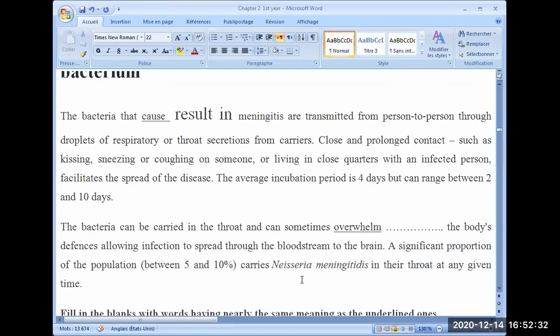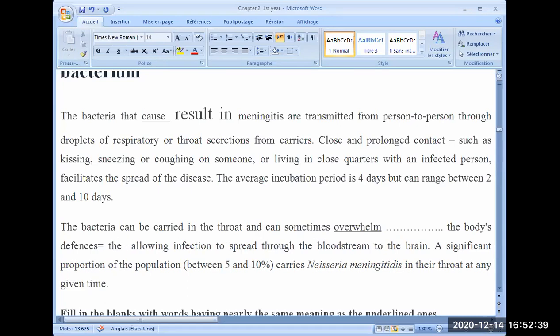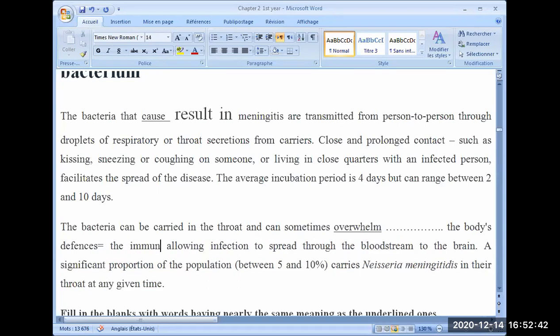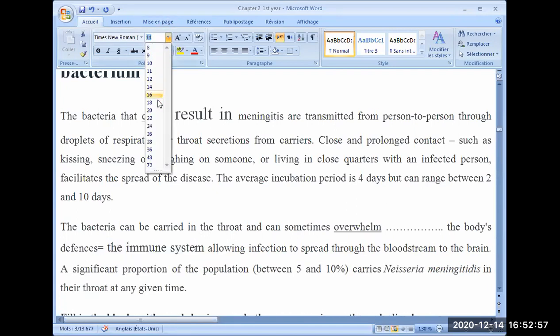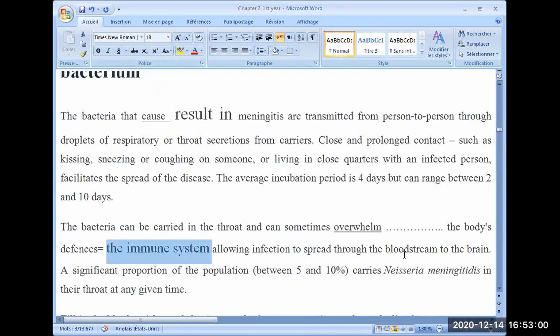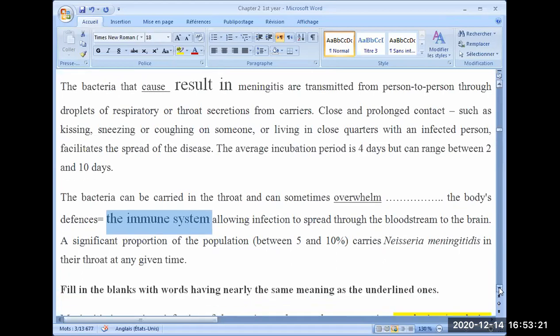Here, the body's defenses means the immune system. You wrote submerge. Submerge with E, not with A. Can you submerge? Why not? The bacteria can be carried in the fluid and can sometimes overwhelm the immune system, allowing infection to spread. Here, spread is a verb, through the bloodstream to the brain.